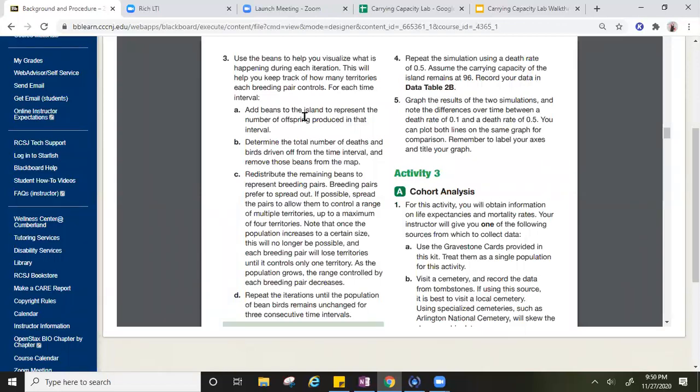So I'm back in the lab instructions right now, and it does say how to end that activity. It says that you're going to repeat the iterations until the population of bean birds remains unchanged for 3 consecutive time intervals. So the population is going to remain unchanged. So once you get to the point that your beginning number, your N, is 96, you're not going to be able to do much because you're at carrying capacity.